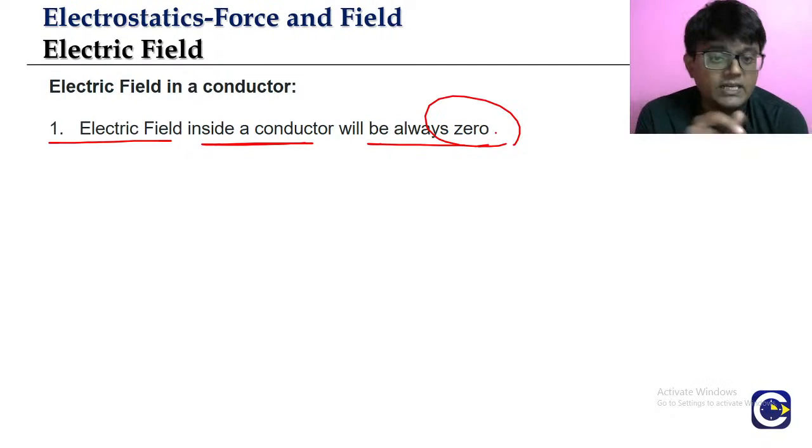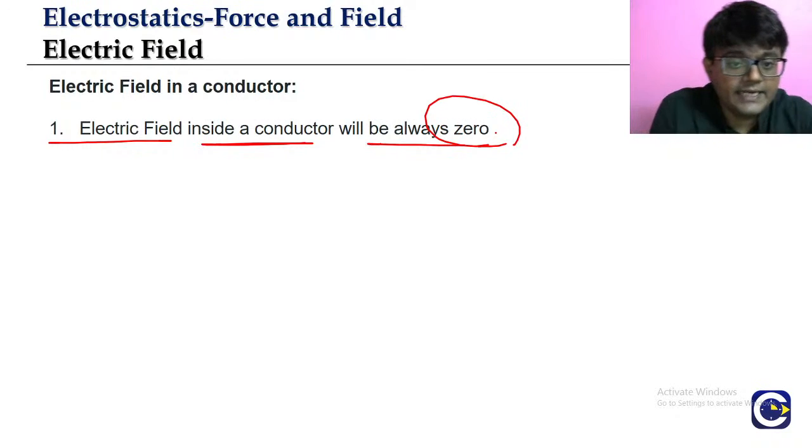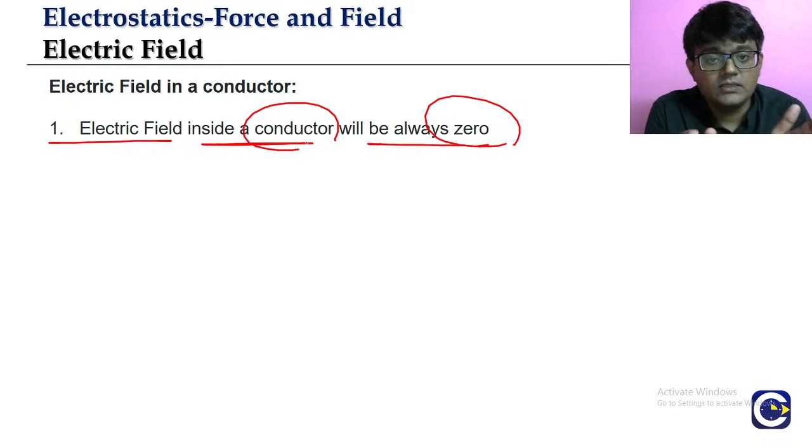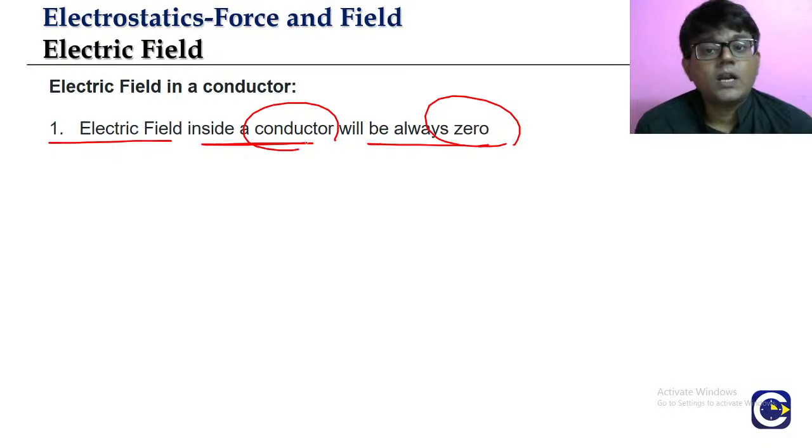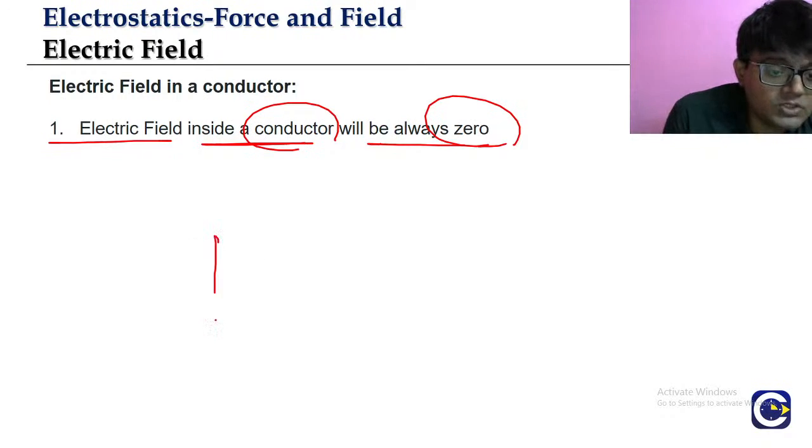Why it becomes zero, we'll discuss now. But electric field, now you take any conductor, right? Inside that conductor the electric field will always be what? Zero. How it becomes zero, we'll look at it.